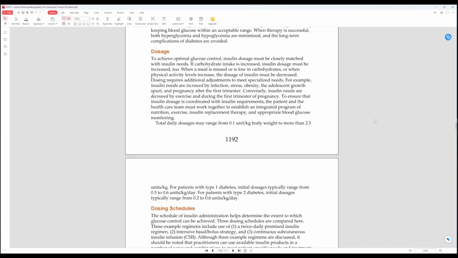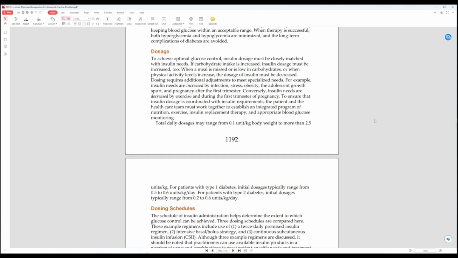Dosing requirements, additional adjustments to meet specialized needs. For example, insulin needs are increased by infection, stress, obesity, the adolescent growth spurt, and pregnancy after the first trimester. Conversely, insulin needs are decreased by exercise and during the first trimester of pregnancy. To ensure that insulin dosage is coordinated with insulin requirement, the patient and the healthcare team must work together to establish an integrated program of nutrition, exercise, insulin replacement therapy, and appropriate blood glucose monitoring.